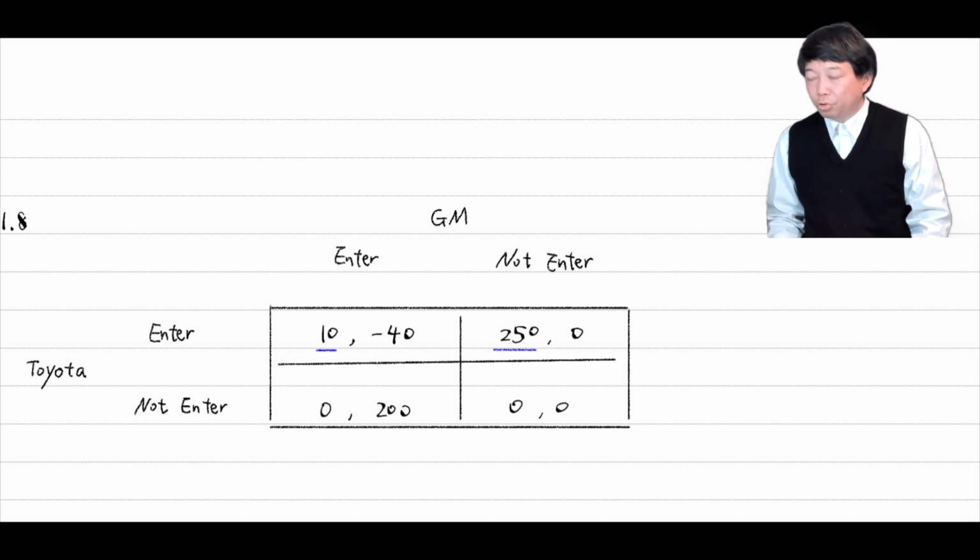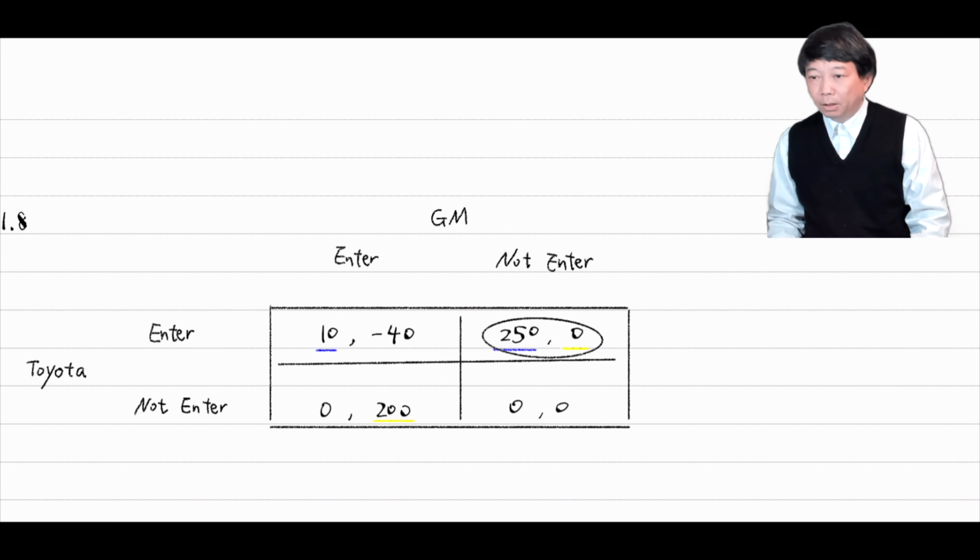Next, we figure out GM's strategy. Suppose Toyota chooses to enter. GM makes a negative profit if entering, but 0 if staying out. Its best response is not to enter the market. Suppose Toyota stays out of the market. GM's best response is to enter the market because it brings 200 profit instead of 0. We underline those payoffs. Finally, we circle the cell with both payoffs underlined. That is the outcome of the Nash equilibrium of the game.